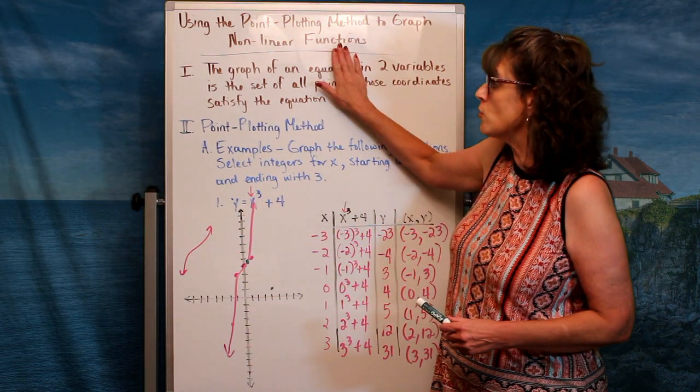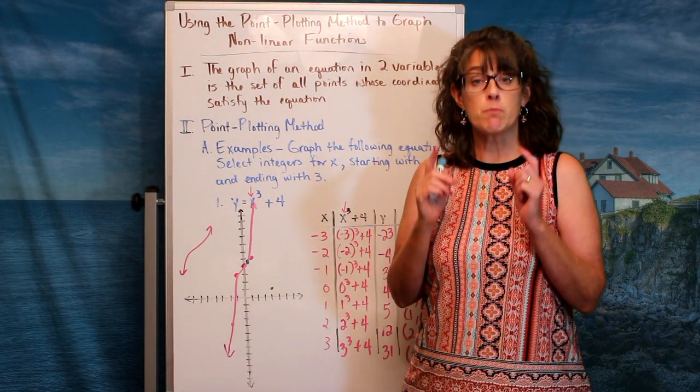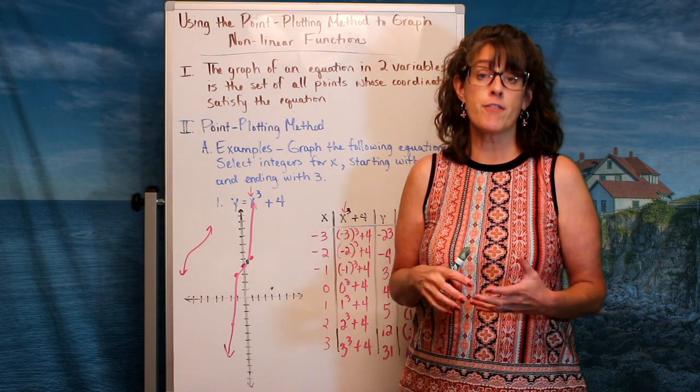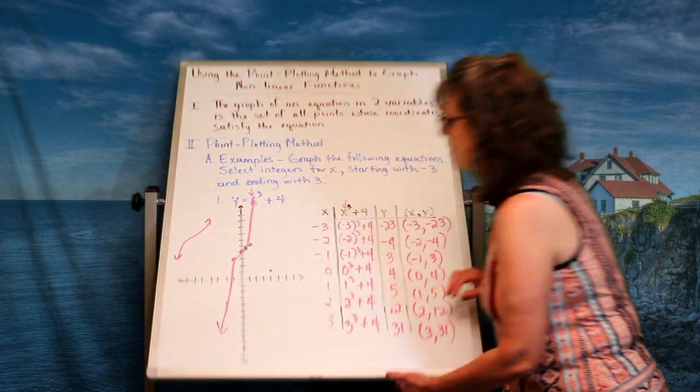So it's very important that you understand this statement right here. Anything on the graph creates truth. Anything off the graph does not create truth. So let's take one more example of this point plotting method.